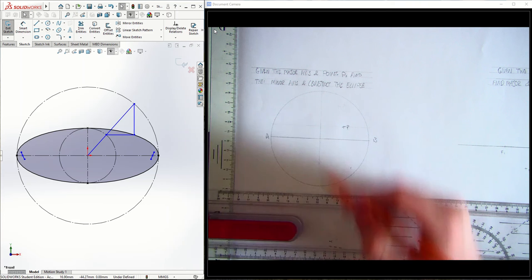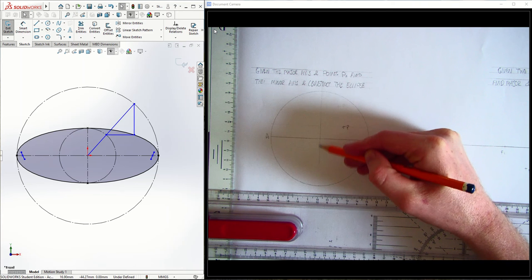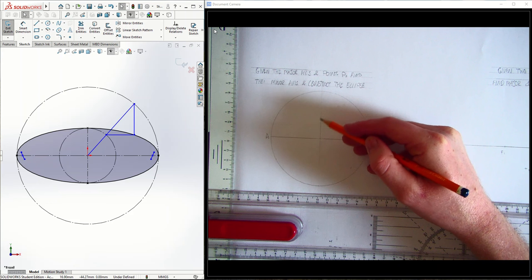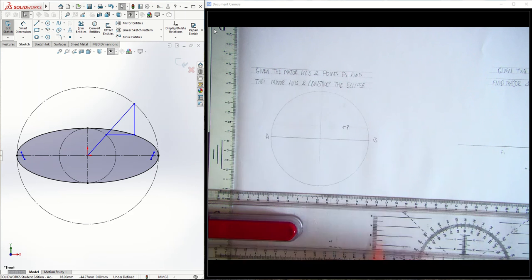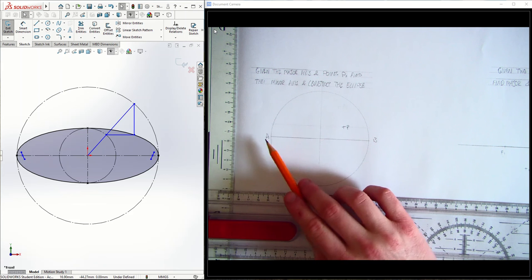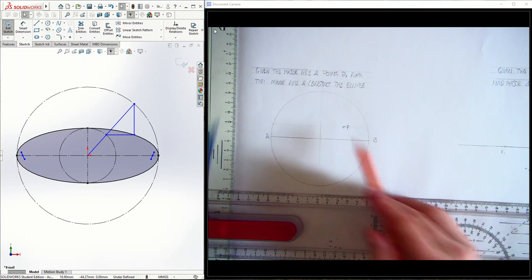Now, I know my minor axis is going to be somewhere along this line, going through the center point of my major axis. My minor axis is going to be perpendicular to my major axis. So what do I have now? I have a point P, a line AB which is my major axis, and I have a circle. So I need to find the minor axis from here.